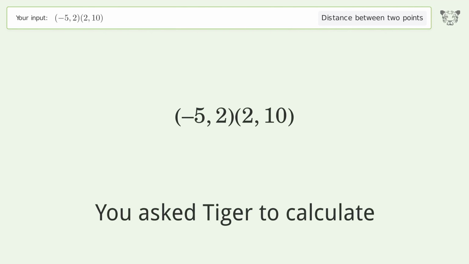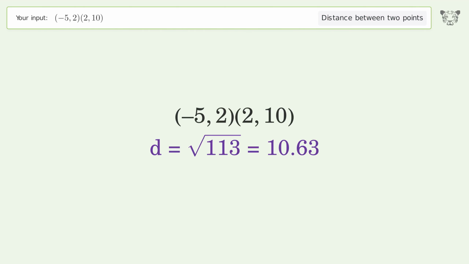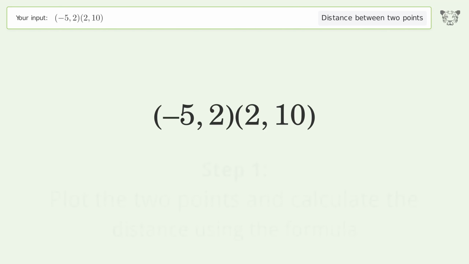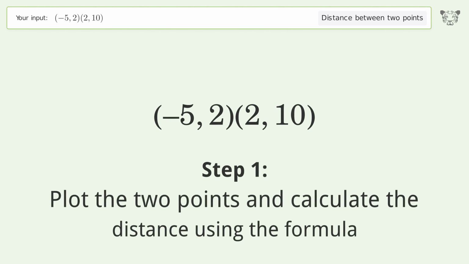You ask Tiger to calculate the distance between 2 points. The distance between the 2 points is the square root of 113, or 10.63. Let's solve it step by step. Plot the 2 points and calculate the distance using the formula.